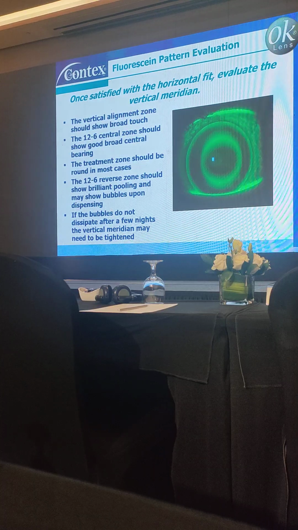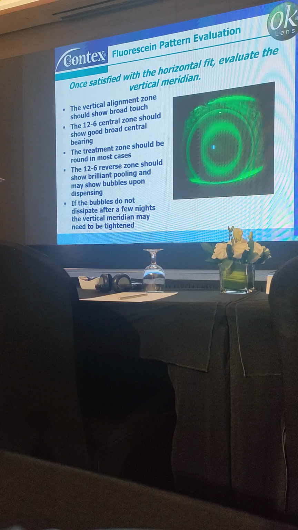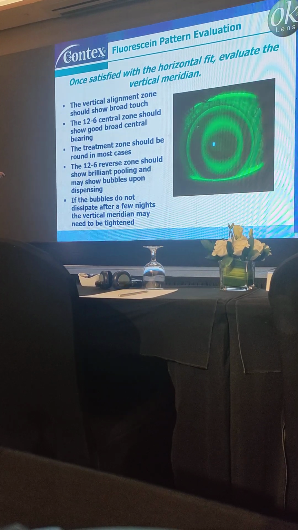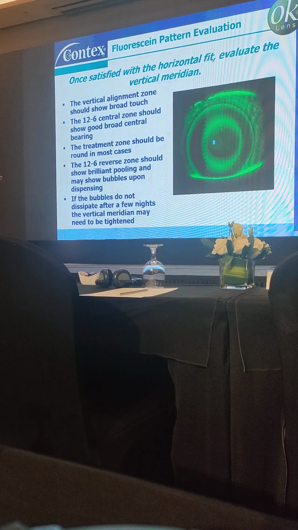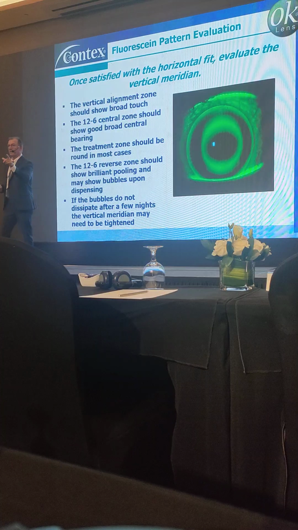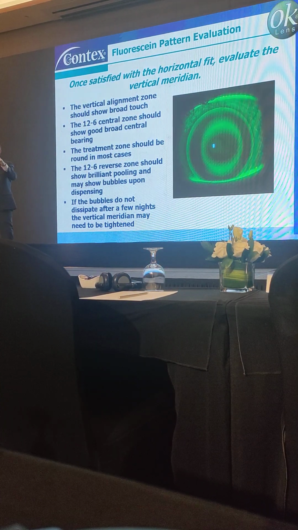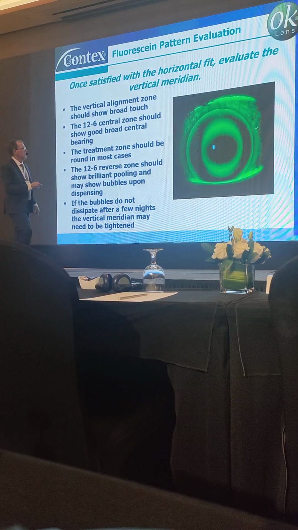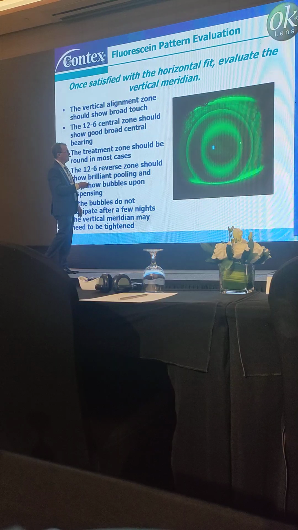I kind of already covered that. You can see this has some breakaway up top. Probably need to be tightened. That lens actually looks a little too big for that cornea, personally. But the 12 to 6 reverse zone, that's something that's very important. And this is a detail again. Small details matter when you're doing fluorescein evaluation. See how much more fluorescein is here and there than here?